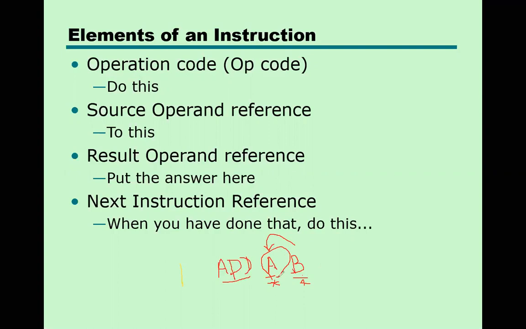Suppose this instruction is executed. Now you have to move your answer into memory. So there would be a next instruction, for example a move. When you have done the addition, then do this. If there is no jump instruction, then obviously it will be executed sequentially. After this instruction, it will execute the next instruction.